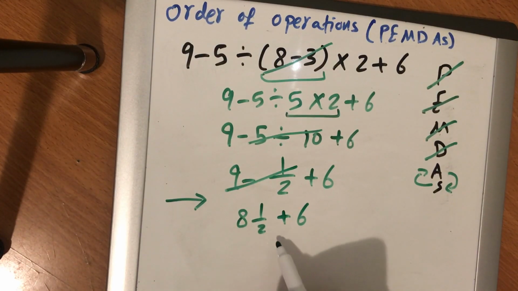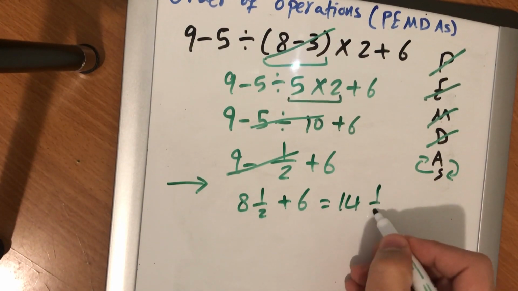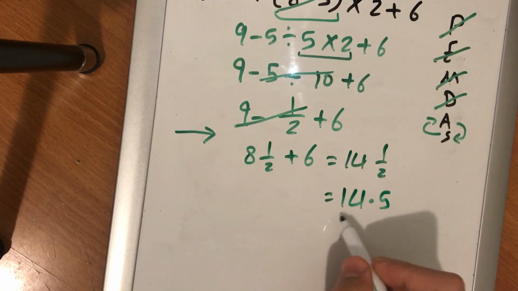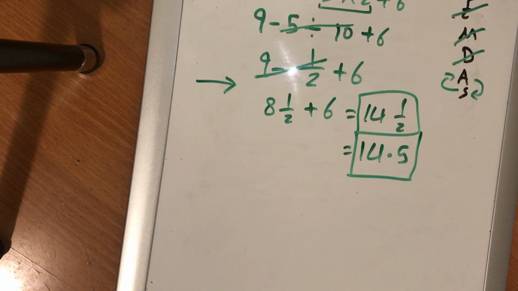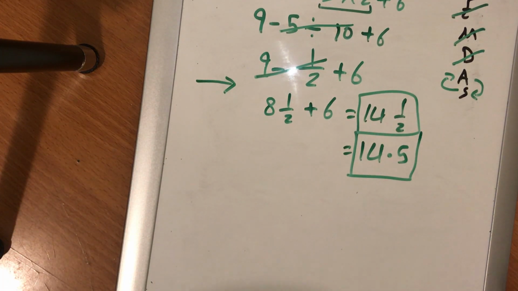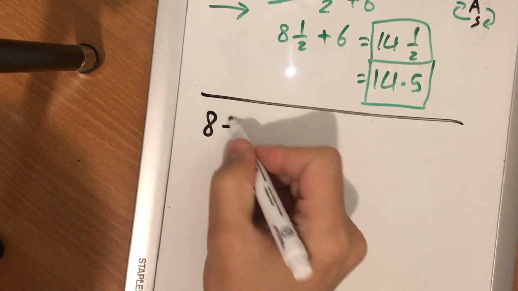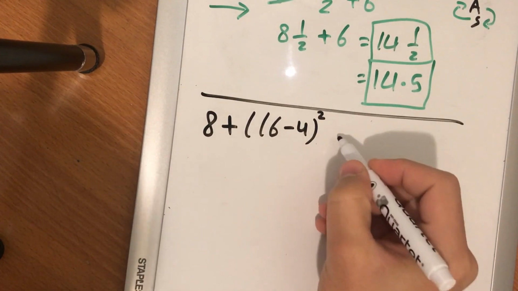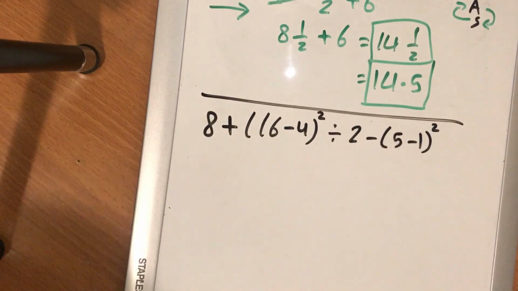Now addition, that's the only thing left. Well, 8 plus a 6, that gives you a 14 and a half, or if you would like decimals, 14.5, and that is your answer. Which one you like, you can pick. Now the last problem for practice, you can try: 8 plus 16 minus 4 to the second power divided by 2 minus 5 minus 1 raised to the second power.